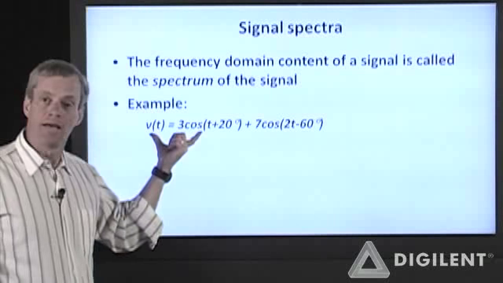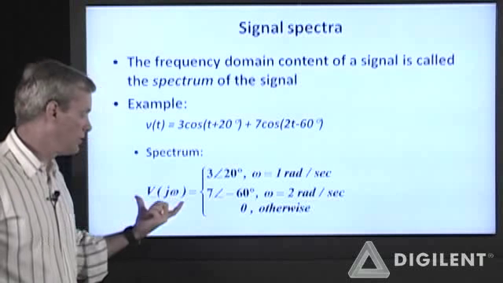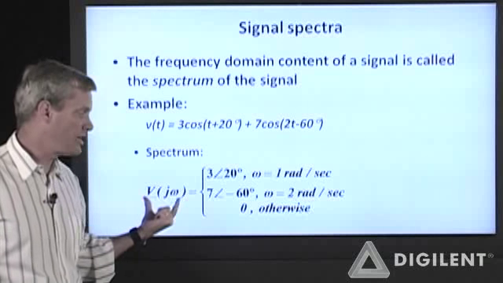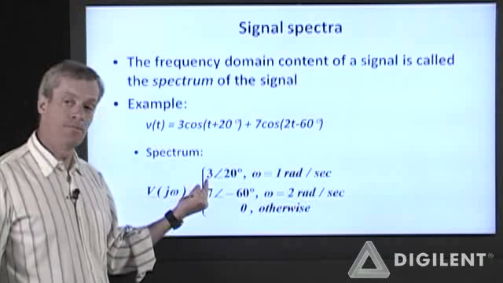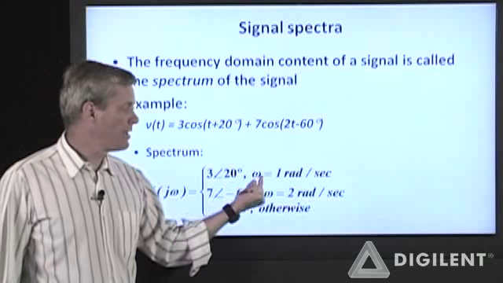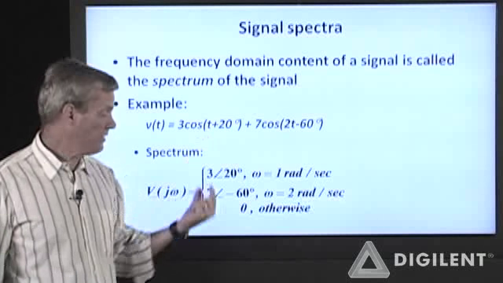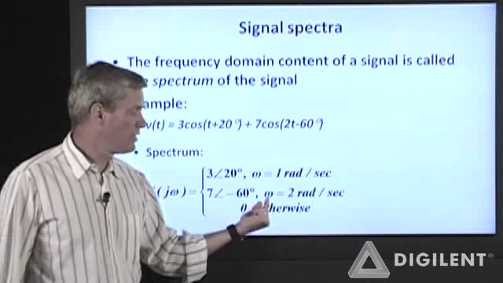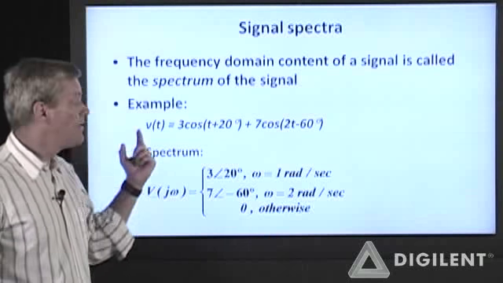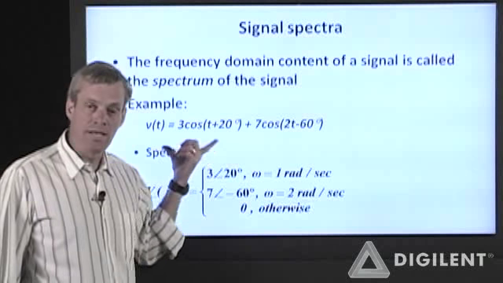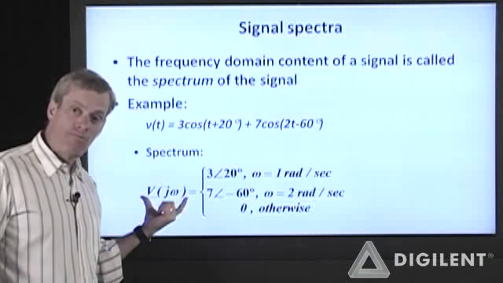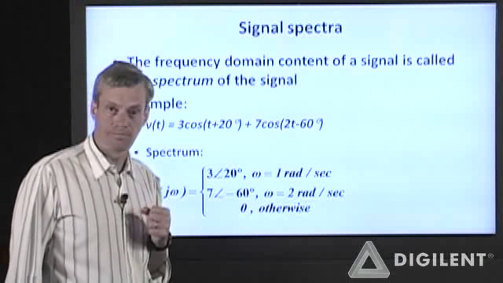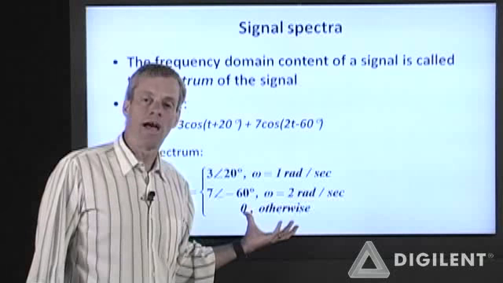So if I write this as a function of frequency, its spectrum will be represented as a phasor as a function of omega. V of j omega has a magnitude of 3 and a phase angle of 20 degrees when omega is 1 radian per second. It has a magnitude of 7 and a phase angle of negative 60 degrees when omega is 2 radians per second. There are no other sinusoids in this signal. The phasor representation is 0 for any other frequency. Now let's take a look at representing this graphically on the next slide.